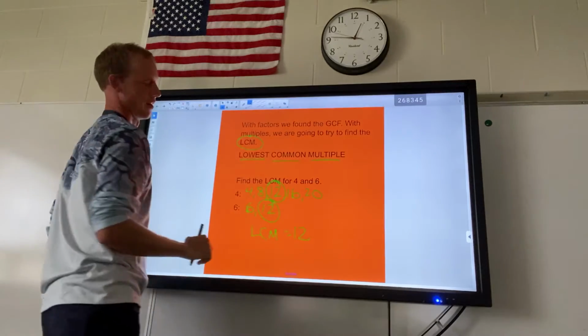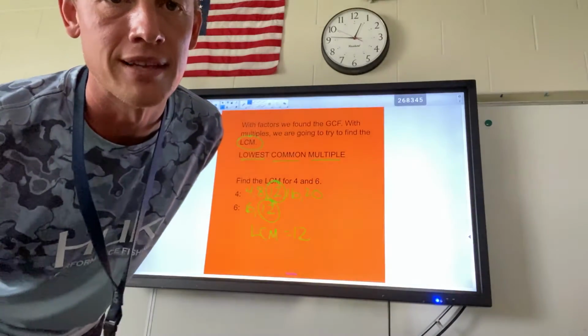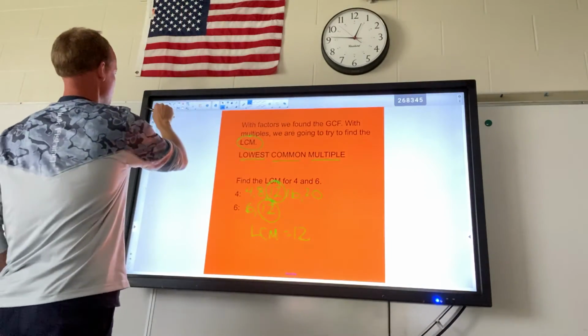Use a little different color here. Hopefully it shows up maybe a little bit better. I can tell that's a little hard to see. All right, let's do some more.